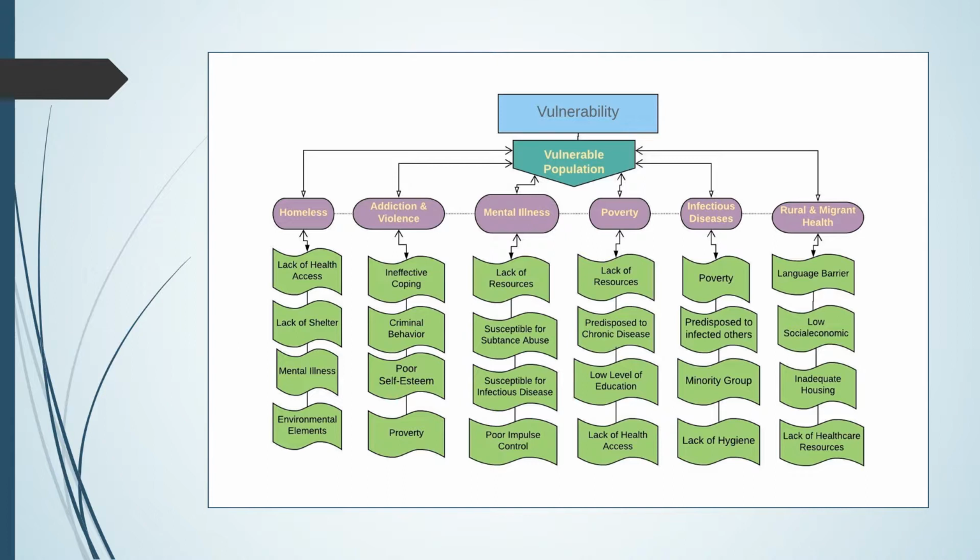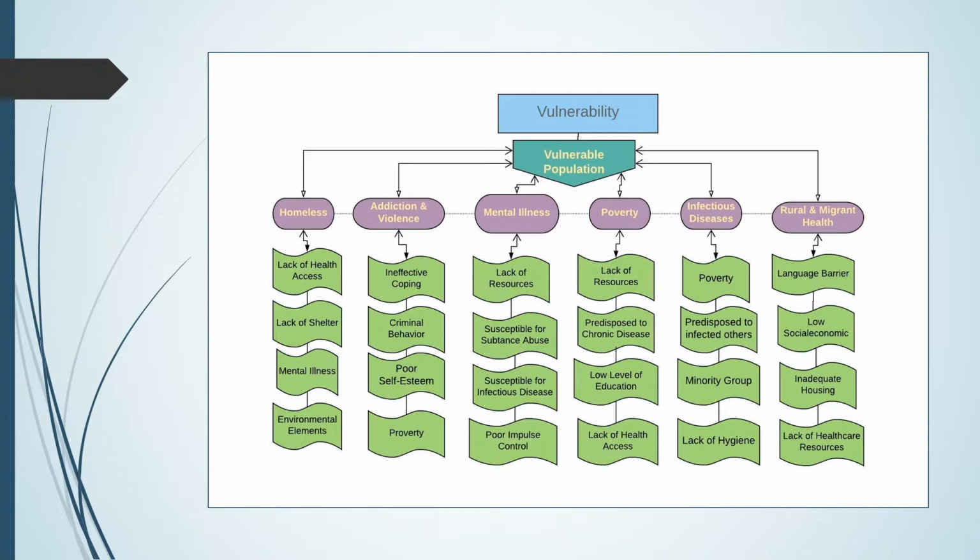So my third risk factor will be mental illness. Mental illness becomes vulnerable due to the lack of resources. They are also susceptible to substance abuse and infectious diseases. This vulnerable population leads to poor impulse control and is related to homelessness, addiction, violence, and poverty.